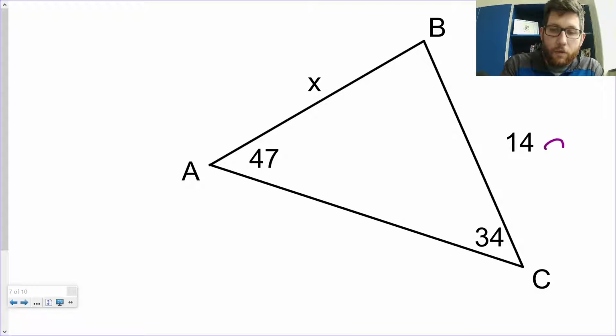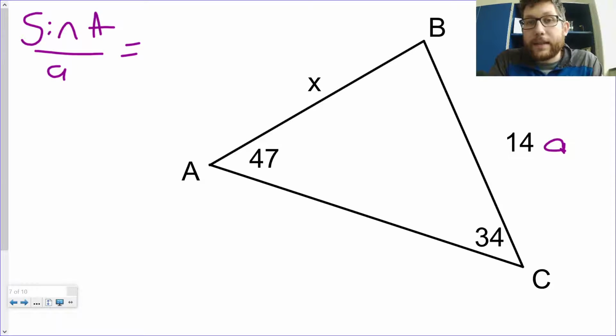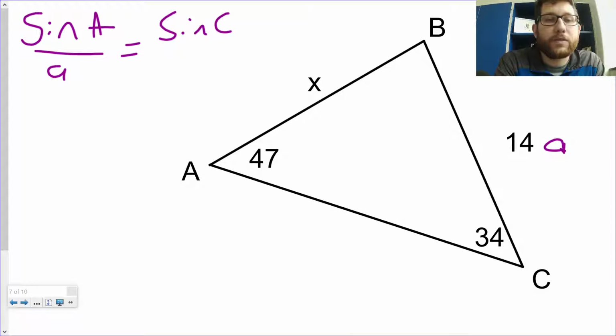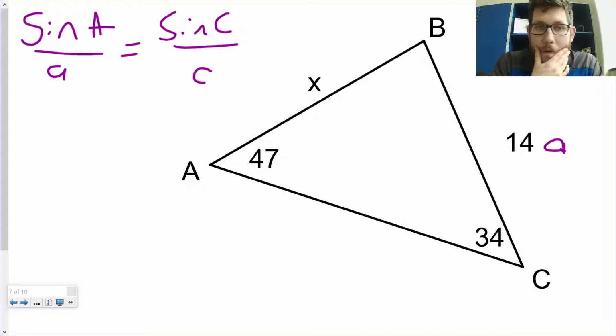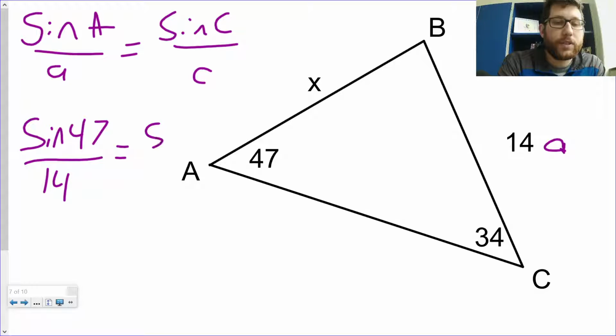Let me make that look a little more like an A and a little less like a 9. I don't know that that's actually any better. Well, you'll have to deal with it. All right, so let's go ahead and set this thing up. Here's my formula: sine of A over a. Now I'm generally only going to use two of these at a time. So I'm going to do sine of A and sine of C. It's called law of sines because we use the sine function. Sine of A over a equals sine of C over c. Now let's plug these in. Sine 47 all over 14 is equal to sine 34 all over x.